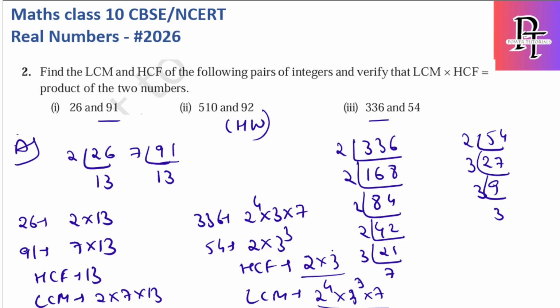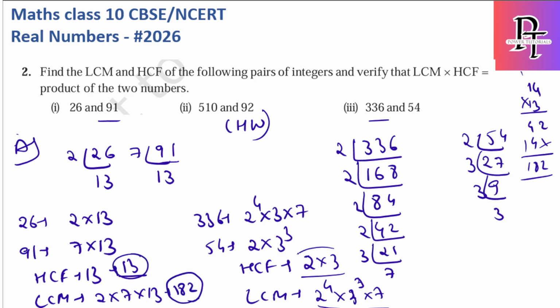Okay, you can solve these two numbers. I will solve one by one. It is 13 here and 14 into 13. 14 into 13 is 182. 182 is LCM here, and here HCF is 6, and this is a big number. Okay, let's keep it aside. They are also asking to verify whether these two are same. So for verification, 13 into 182 I need to find, that should be equal to 26 into 91.